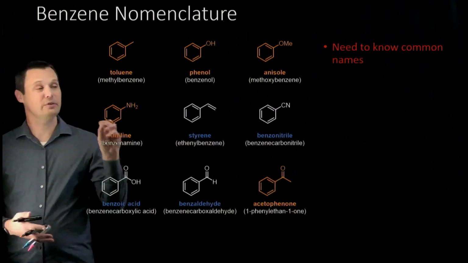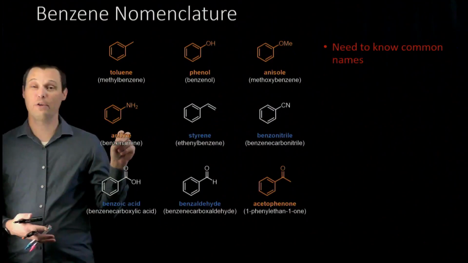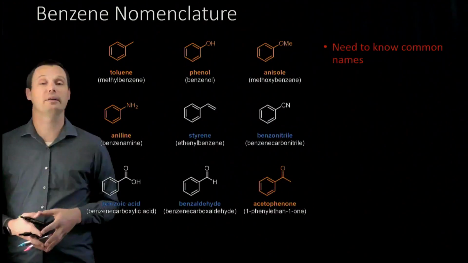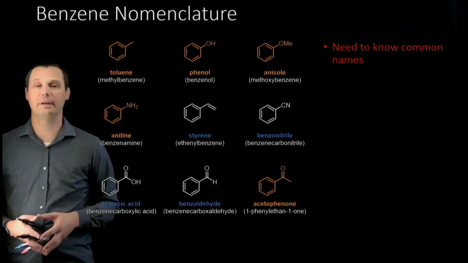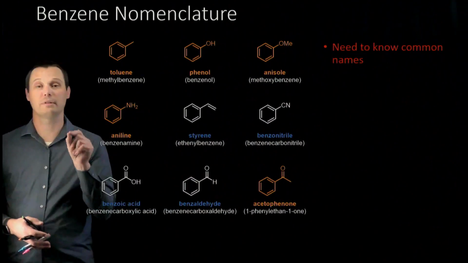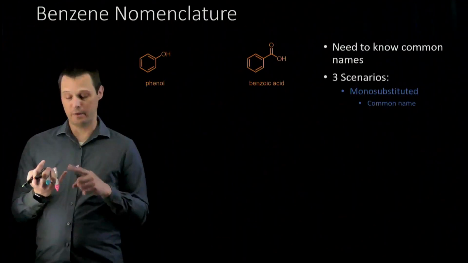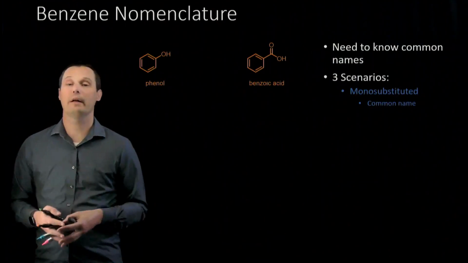Now, for each of these molecules, I also have the exact systematic IUPAC name listed in parentheses, but you should never use these terms. Nobody ever calls these molecules these terms. We only ever use the common name for these molecules. And this will be important later when we get to the subrules. There are three scenarios where we name benzene rings. The benzene ring can be monosubstituted, disubstituted, or polysubstituted.